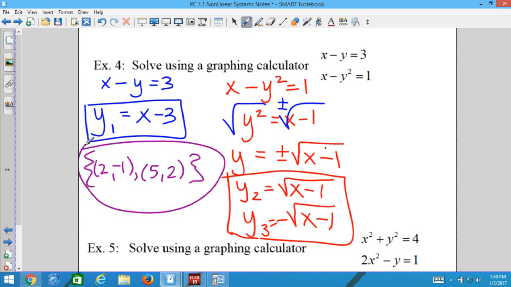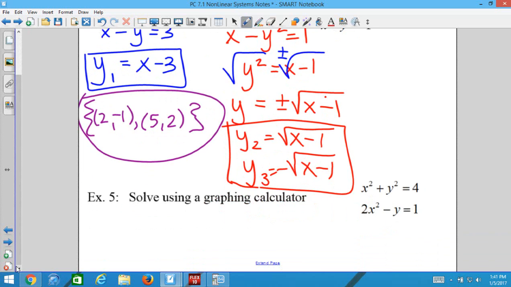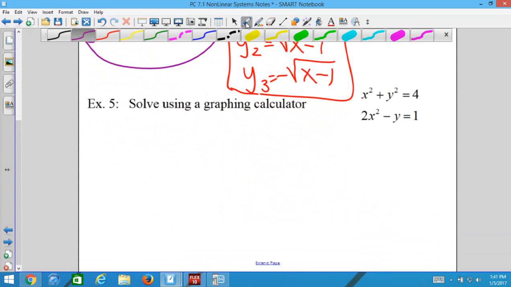And we're going to do example 5, same time, just more practice. First thing you have to do is what? You make them say y equals. First thing you got to do is make them say y equals.